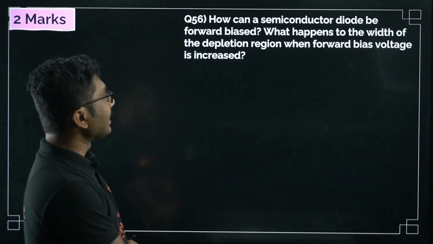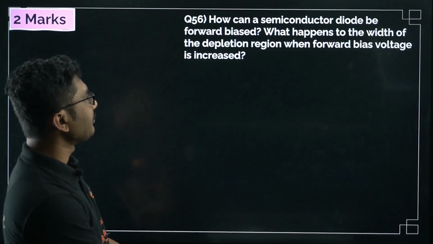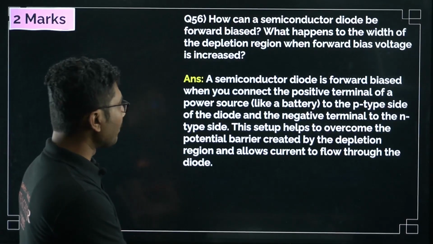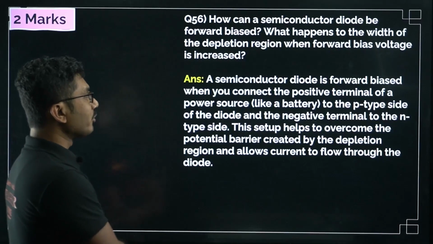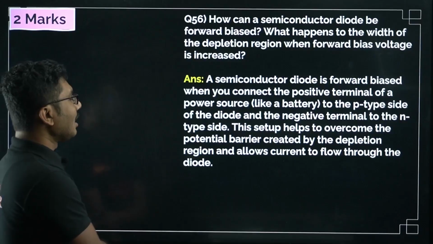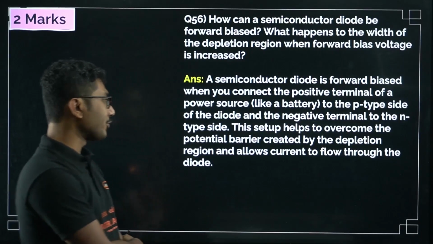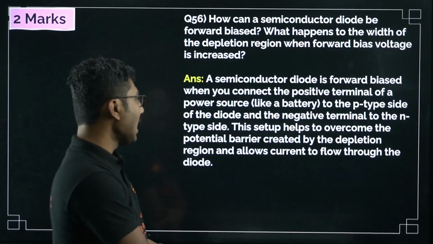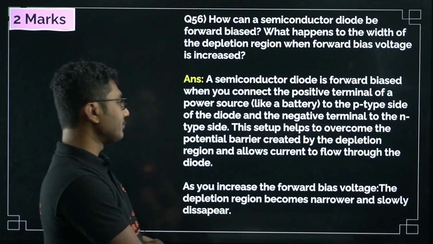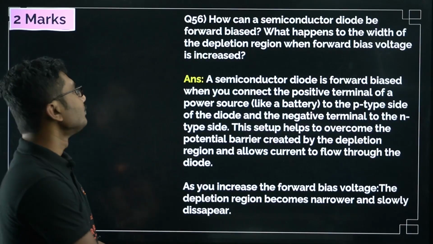How can a semiconductor diode be forward biased? What happens to the width of the depletion region when the forward bias voltage is increased? A semiconductor diode is forward biased when you connect the positive terminal of a power source like a battery to the p-type side and the negative terminal to the n-type side. This setup helps to overcome the potential barrier created in the depletion region and allows the current to flow through the diode. As you increase the forward bias voltage, the depletion region becomes narrower and slowly disappears.